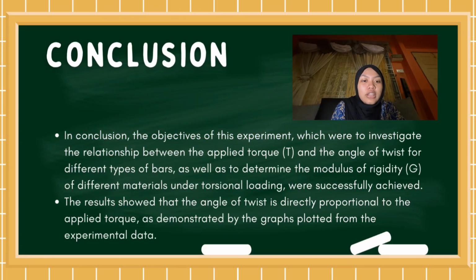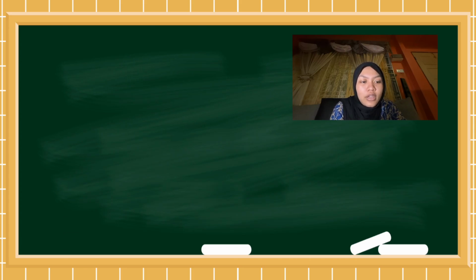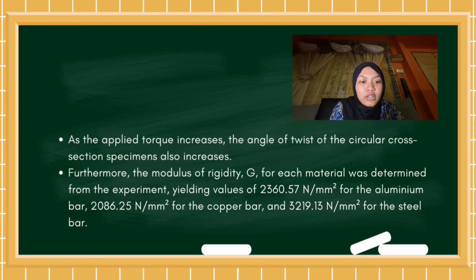In conclusion, the objective of these experiments, which were to investigate the relationship between the applied torque T and the angle of twist for different types of bars, as well as to determine the modulus of rigidity G of different materials under torsional loading, were successfully achieved. The results show that the angle of twist is directly proportional to the applied torque, as demonstrated by the graph plotted from the experimental data. As the applied torque increases, the angle of twist of the circular cross-section specimens also increases.